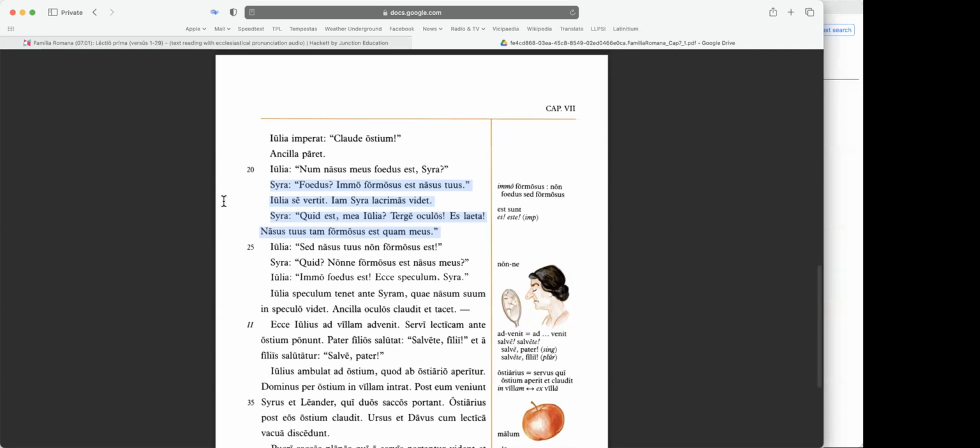Anyway, continue. Julia se vertit. So Julia turns herself around. Iam Sira lacrimas videt. Now Sira sees her tears. Sira, quid est, mea Julia? Terge oculos, es laeta. So Sira tells her, what's wrong, my Julia? Wipe your eyes. Be happy. Nasus tuus tam formosus est quam meus.